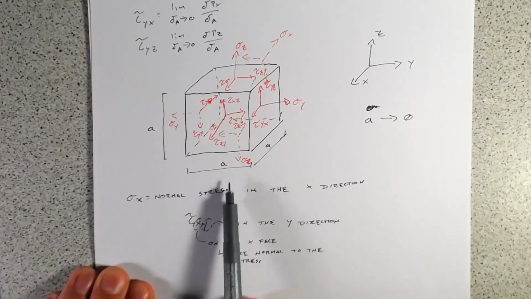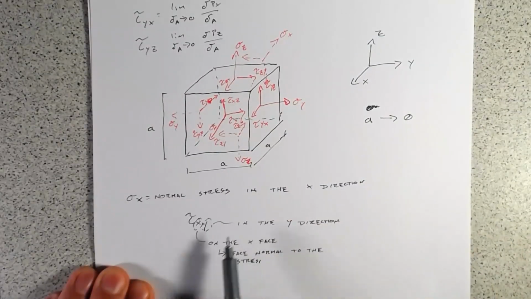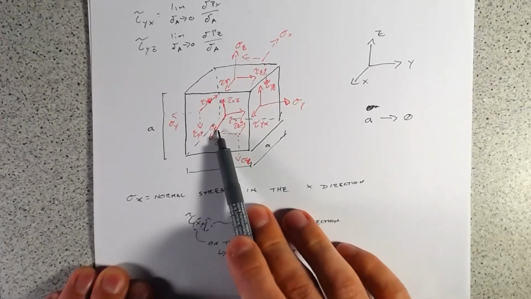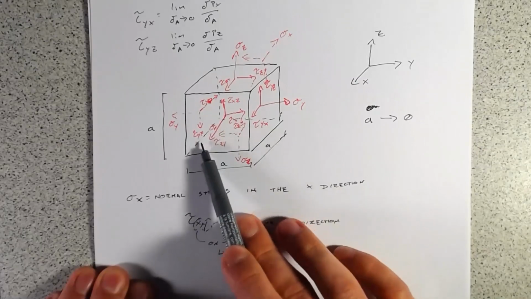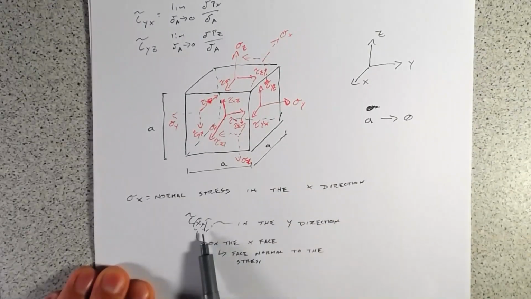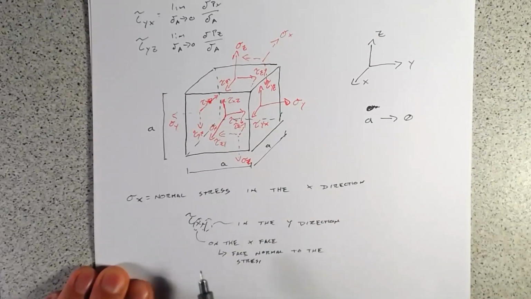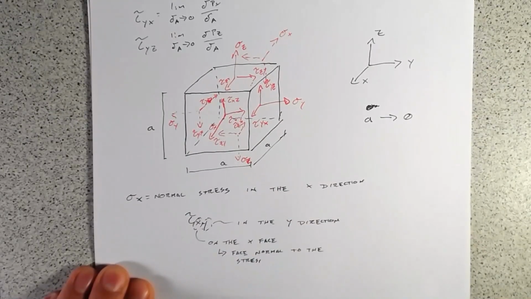So tau xy is going to be here. It's on the x face, so it's the face that we've cut. So it's the face normal to the normal stress in the x direction. So it's this face here. And then it's pointing in the y direction. So tau xz will be on the x face pointing in the z direction.